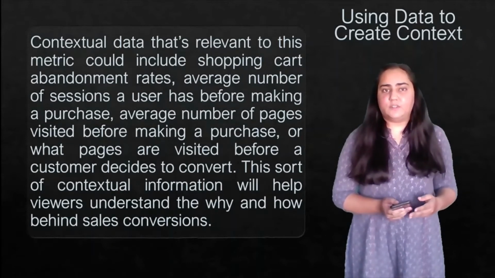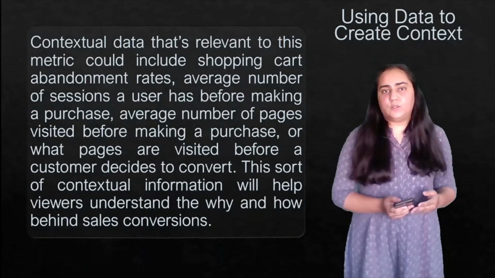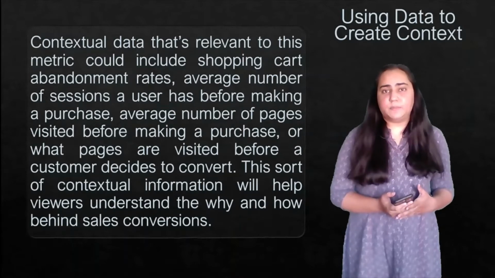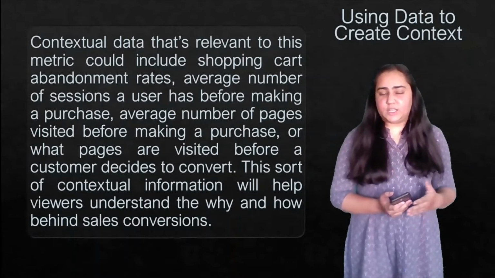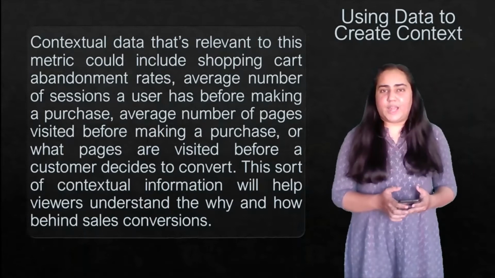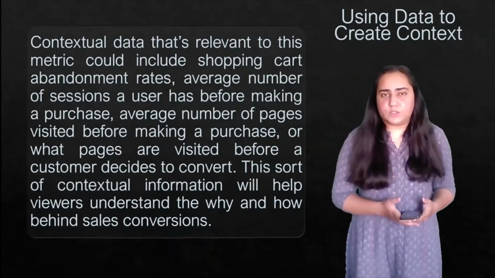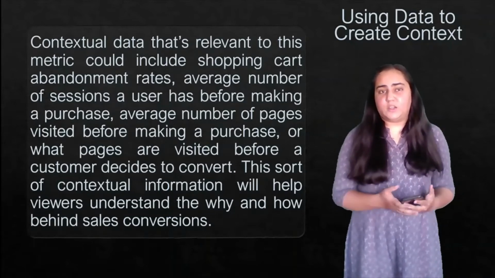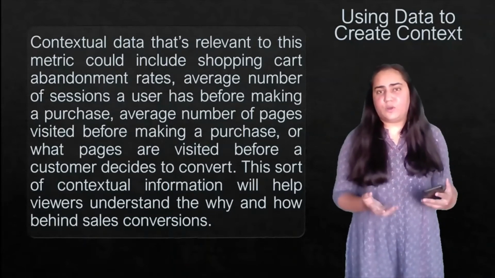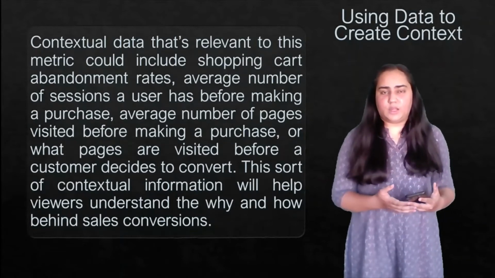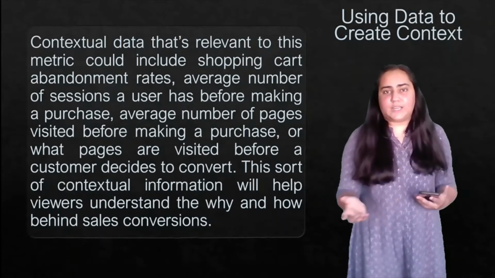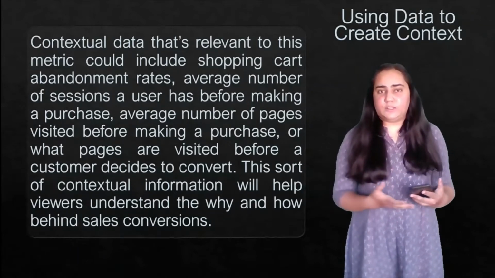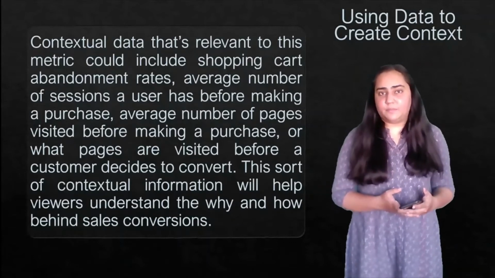Contextual data that's relevant to this metric could include shopping cart abandonment rates. This is another very good contextual data. Shopping cart abandonment rate is when people are adding, say, 10 things to their shopping cart, but then they just leave your application and they don't make a purchase. That would be shopping cart abandonment rate. So what is wrong with it? Is it that maybe there are so many taxes, or maybe the shipping charge is so much that after adding all these things, their total bill is so high that they really don't want to buy anything?